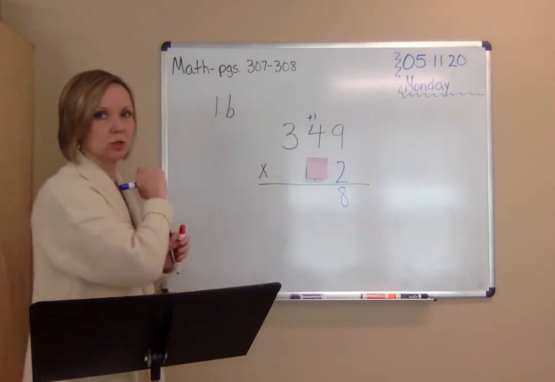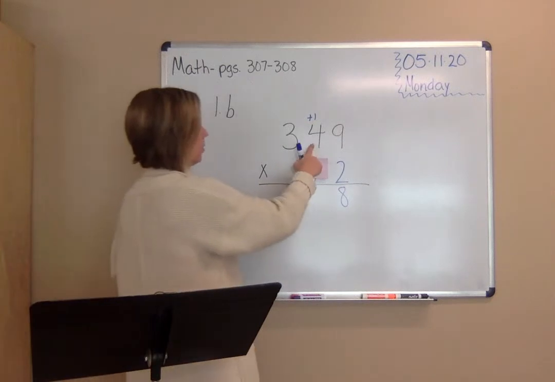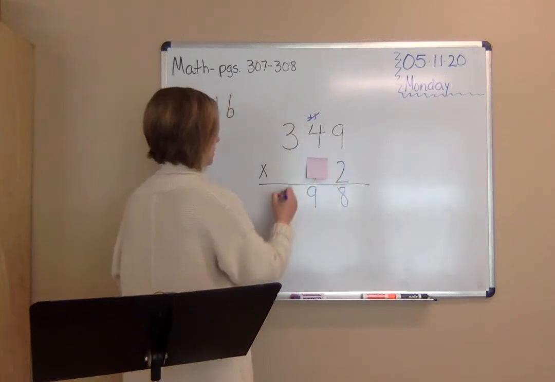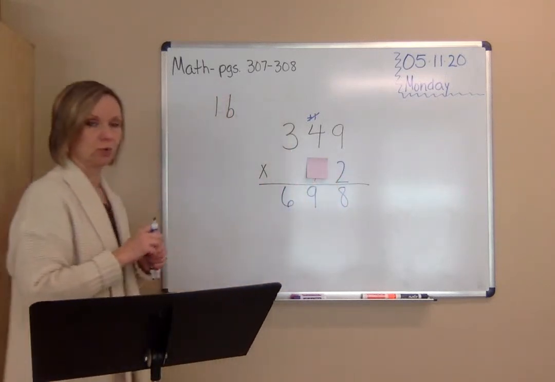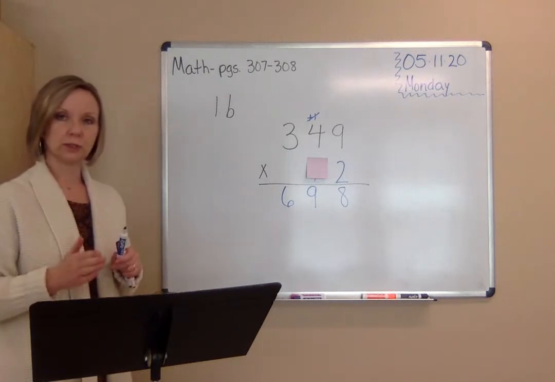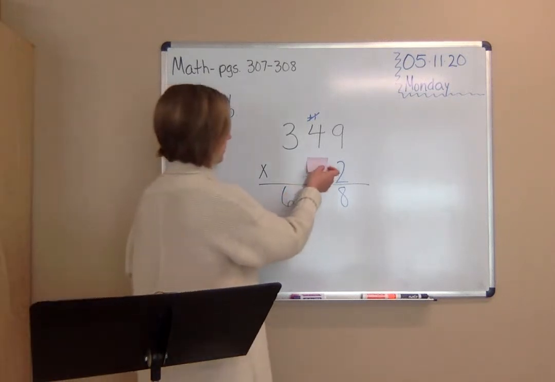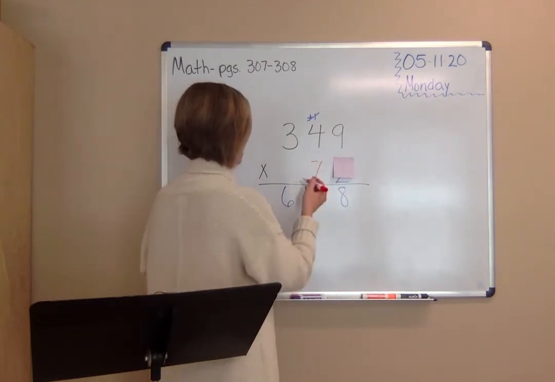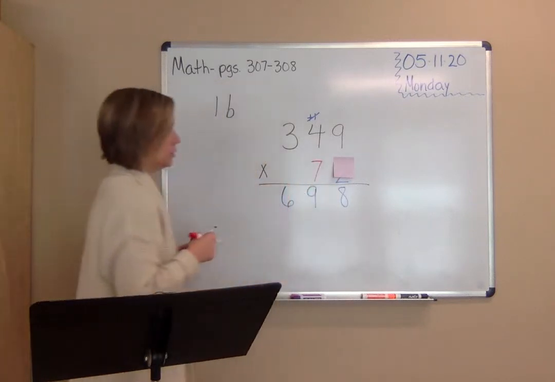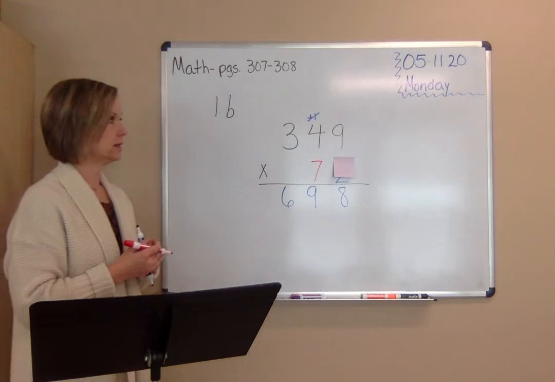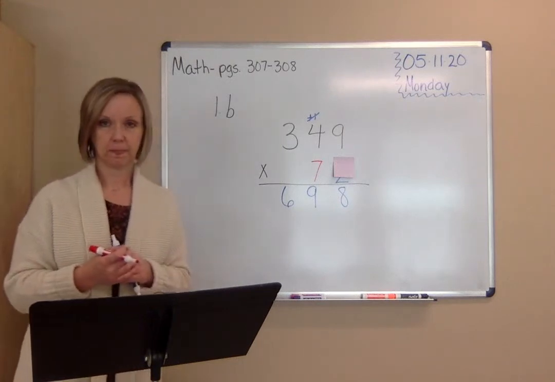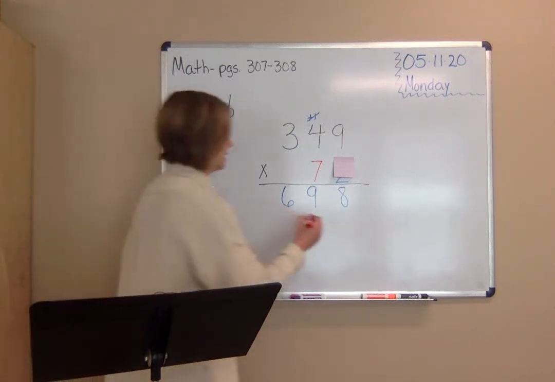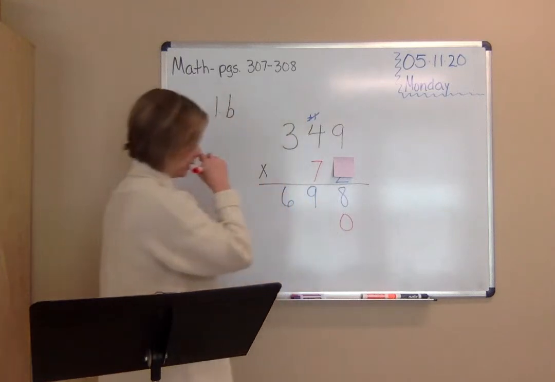I'm on 1B. Make sure you're on the right problem. 2 times 4 equals 8. 8 plus 1 equals 9. And then 2 times 3 equals 6. So your first partial product should be 698 from your ones place. Now let's slip over to the tens place, and we have a 7 there. So you are saying 349 times 70. 7 tens, 70. So we're going to go ahead and add a 0 in our ones place.